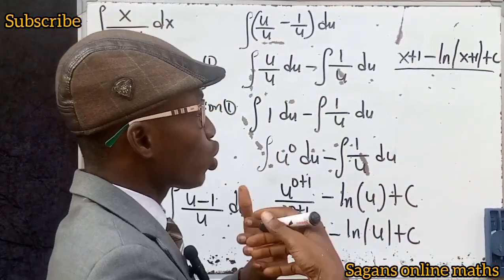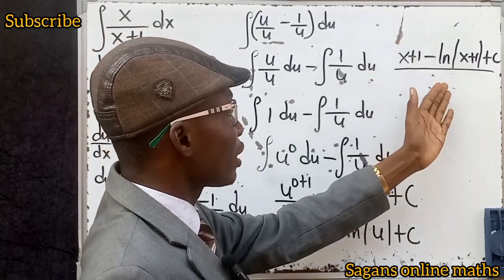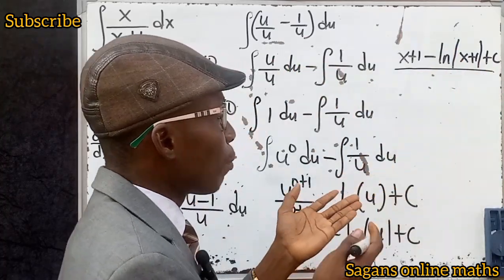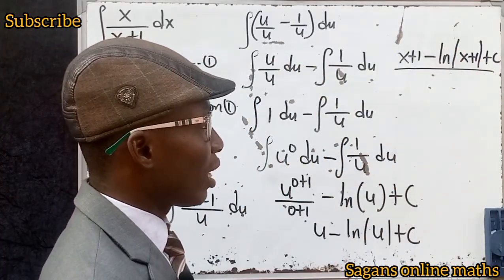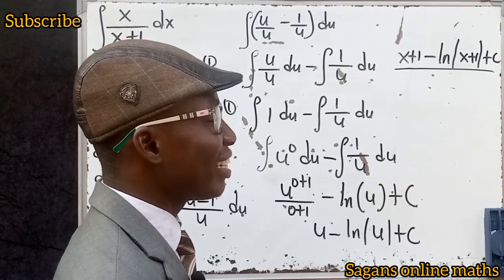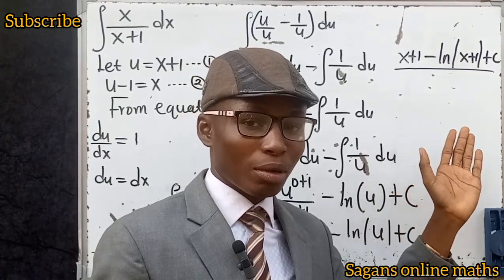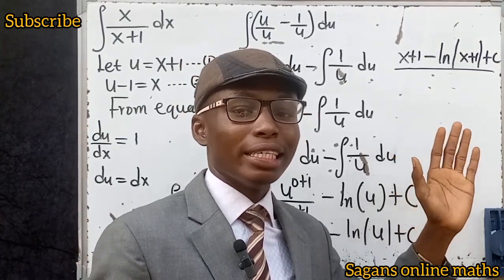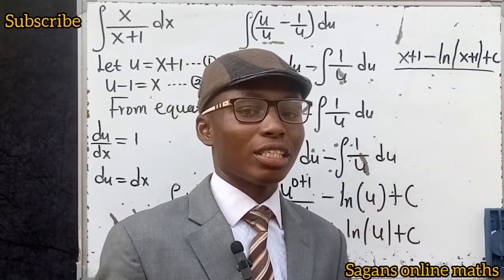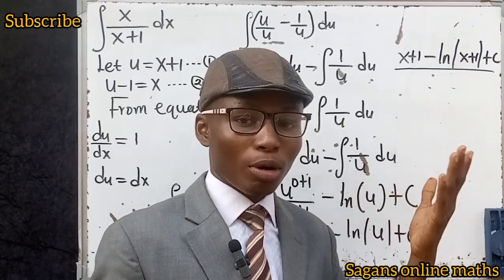Can you see that when you use the substitution method, this is the answer we have: x plus 1 minus the natural logarithm of x plus 1 plus our integration constant c. And this is a beautiful solution to this particular problem. Wow, this is amazing. I love this. Now let's solve it by the direct method. Let's see whether we can have the same answer. Maybe the answer will not look the same, but whatever answer we have is the same thing, because if we differentiate this, you see the amazing property of it.